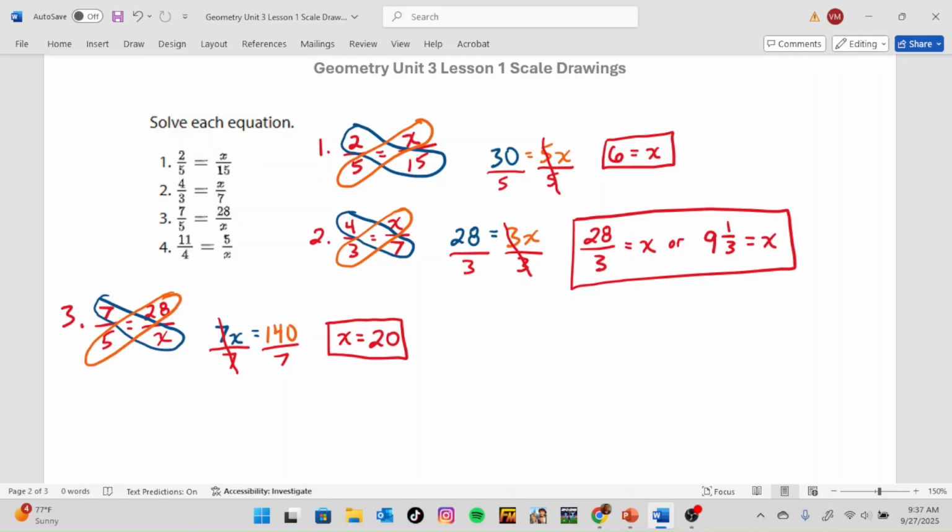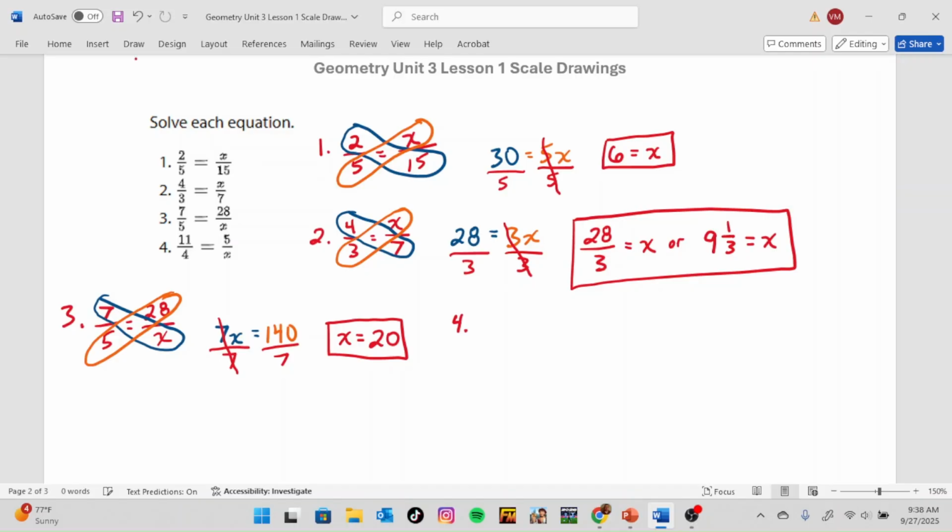If you wanted to double check that, put 20 in for x on number 3, and you can see that if you multiplied 7 by 4, you would get 28, and if you multiplied 5 by 4, you would get that missing 20. So the right side is 4 times bigger than the left side.